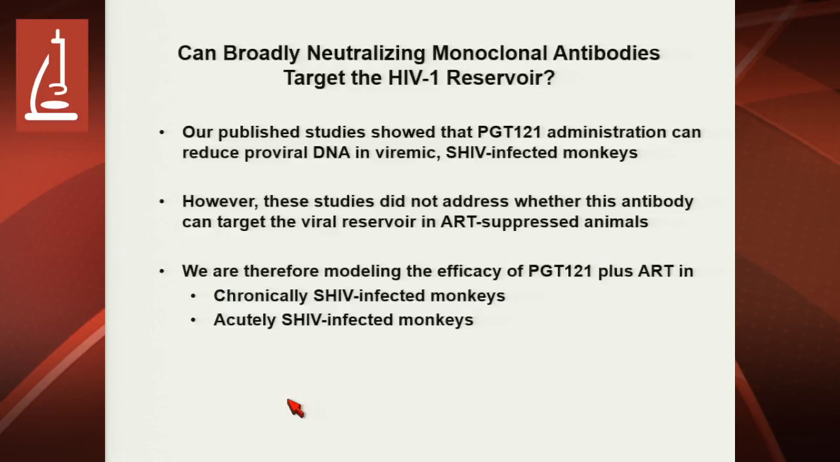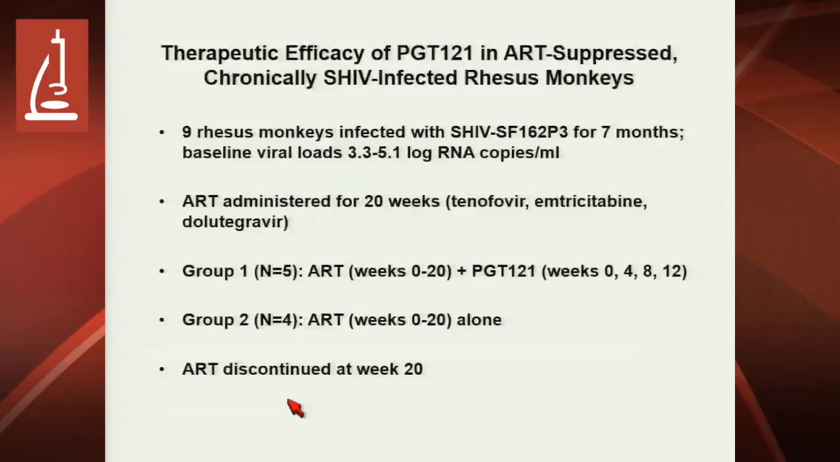But our published studies and those of others have shown that PGT121 administration can reduce circulating virus as well as proviral DNA in viremic SIV-infected animals. However, these studies did not directly address whether the antibody can actually target viral reservoirs, which can only be done in the setting of ART-suppressed animals. So we're currently modeling the efficacy of PGT121 plus ART, both in the setting of chronic SIV infection in animals as well as acute SIV infection in animals.